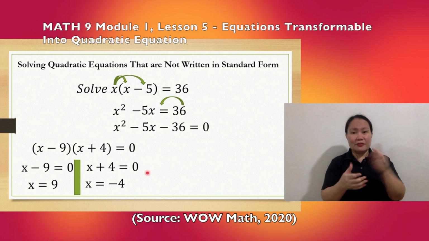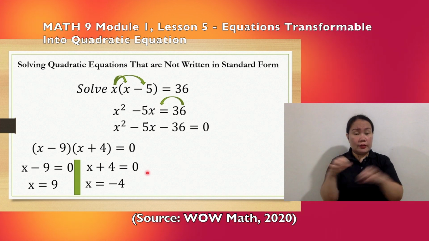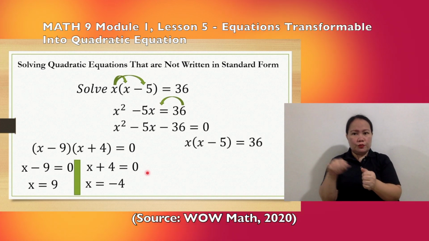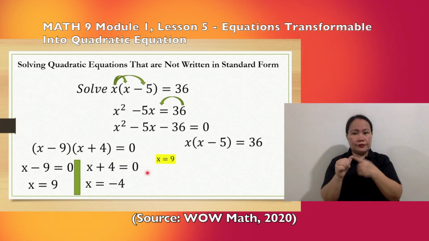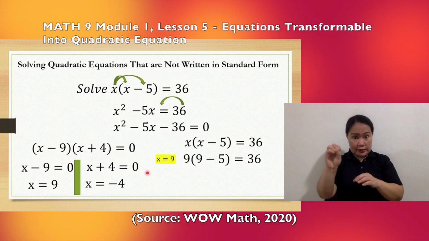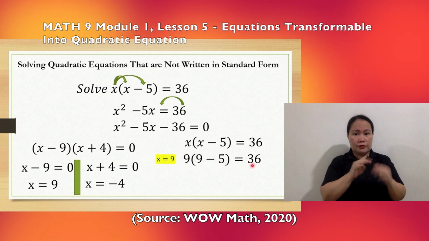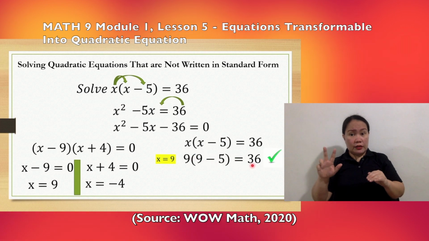So, ang gagawin lang natin is substitute lang natin yung dalawang value ng x natin doon sa original equation. So, unahin muna natin si 9. So, substitute 9 times 9 minus 5. So, alam natin, 9 minus 5 is 4 times 9, this is 36. So, ibig sabihin, this is true.